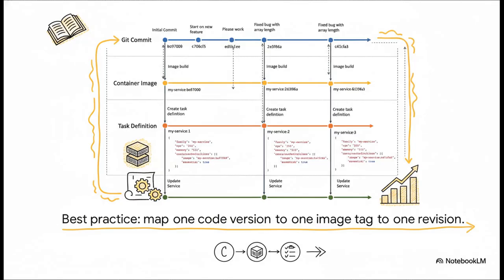And this right here beautifully lays out the entire CI/CD best practice. Just follow the arrows. A developer pushes a single commit to Git. That specific commit triggers a build for a unique container image with a matching tag. Then, that unique image gets referenced in a brand new, unchangeable revision of a task definition. This one-to-one-to-one mapping, that is the absolute key to having reliable, traceable, and repeatable deployments. This is how you do it in production, and it's a concept you'll definitely see on the exam.